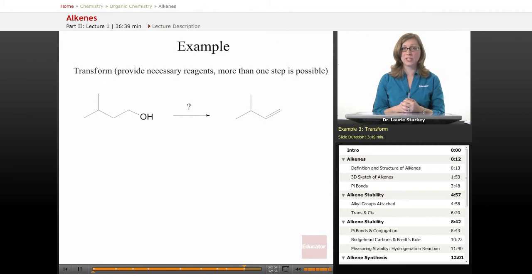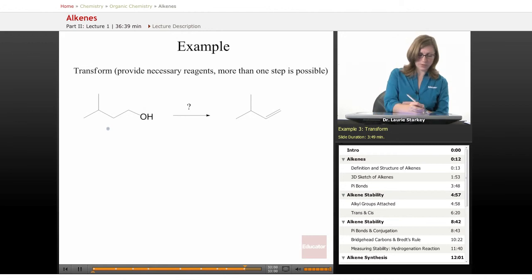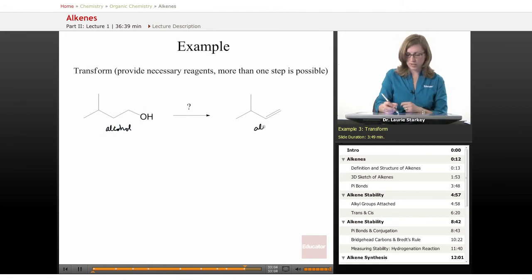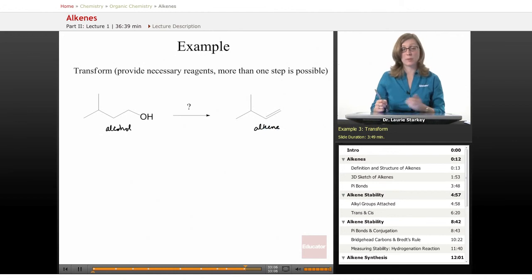For example, let's think about a transform. If I had an alcohol here, starting with an alcohol, and I want to go to an alkene, it's important to consider the functional groups in our starting material and our product to decide how we're going to convert one to the other.